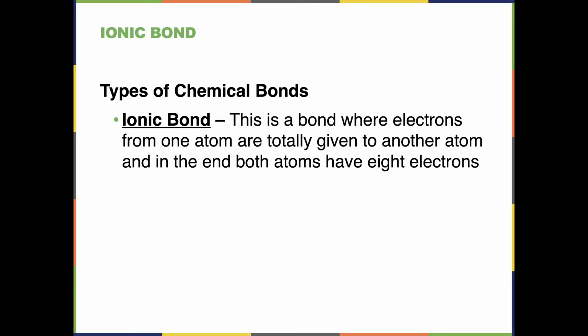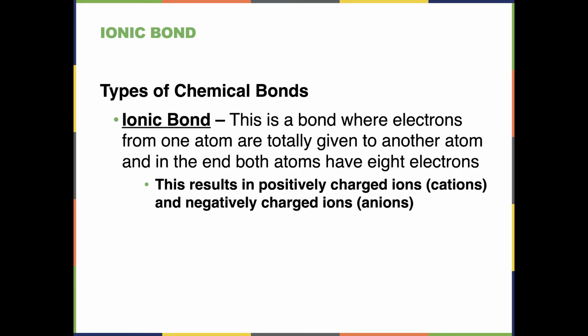If you give up entirely 1 or 2 electrons, or if you take entirely 1 or 2 electrons, this forms what's called an ionic bond. An ionic bond occurs when electrons from one atom are totally given up to another atom, and in the end, both atoms have 8 electrons in their outermost shell. This results in one of the atoms becoming positively charged, the one that gives up the electron, and it's called the cation, and one atom gaining electrons, becoming negatively charged, and it is called an anion.